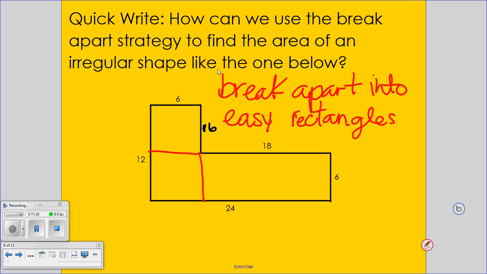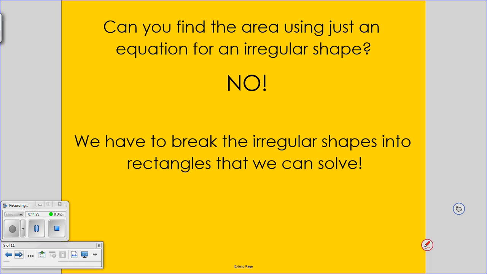Can you find the area for a crazy shape? No. You cannot just use some crazy equation for an L shape. That's not going to work. You have to break it into two rectangles or multiple rectangles.